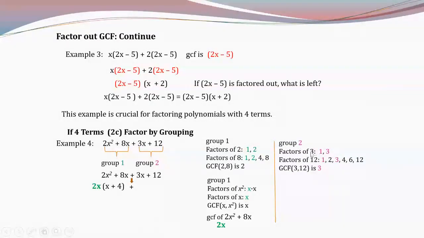So for group 2, the 3 is just 1 times 3. And the 12 is 1, 2, 3, 4, 6, and 12 are the factors. So the factors that they have in common are the 1s and the 3s. But the greatest common factor will be 3. If you notice, for the second part, the second term doesn't have an x, so they don't have any variables in common. So the GCF will just be 3.